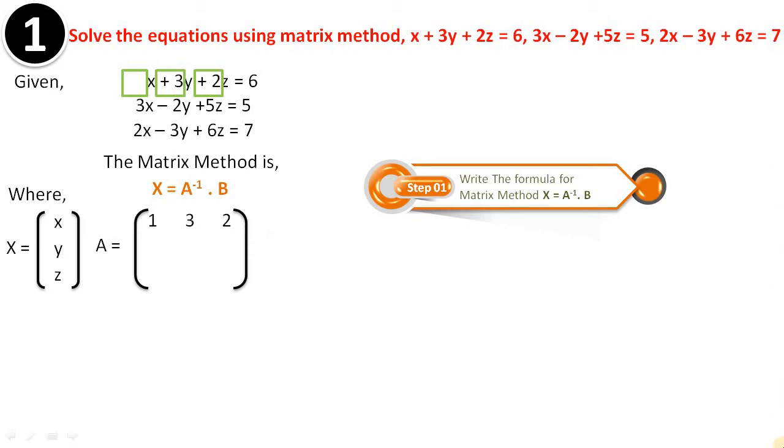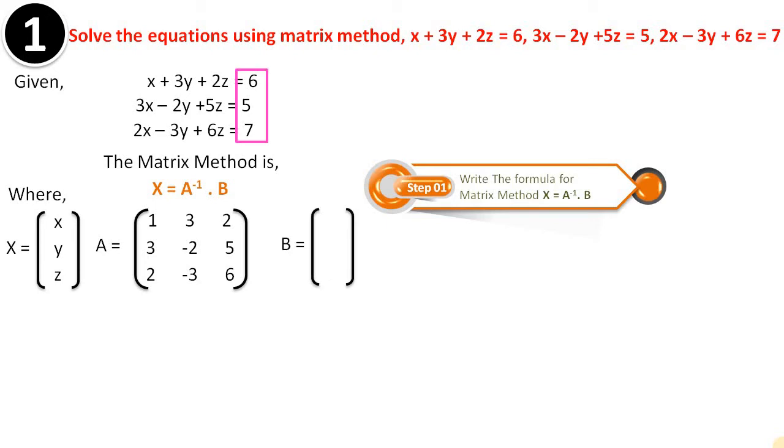In row 2 we will write the coefficients of x, y, z of equation 2. They are 3, minus 2, 5. And in row 3 we will write down the coefficients of x, y, z of equation 3, which are 2, minus 3 and 6. Do not forget to take the sign of the coefficient. So 2, minus 3, 6 are the elements of row 3. And finally B is the matrix of constants on the right hand side, which are 6, 5, 7.